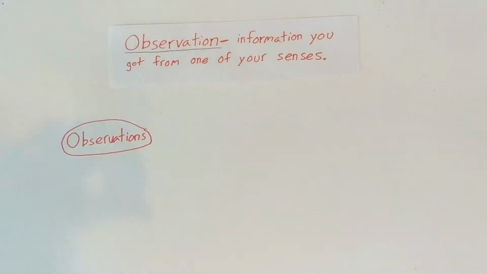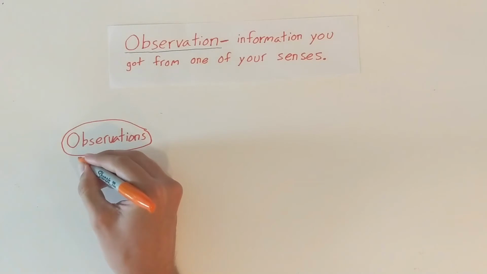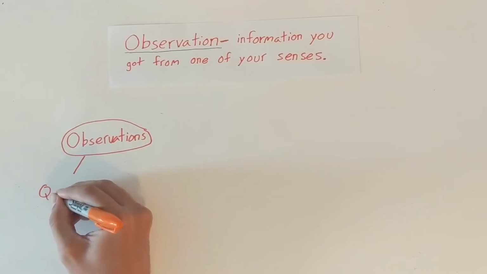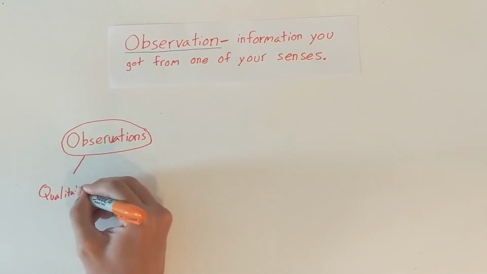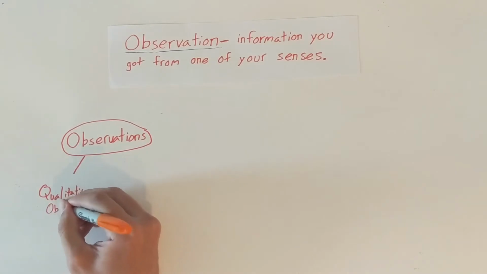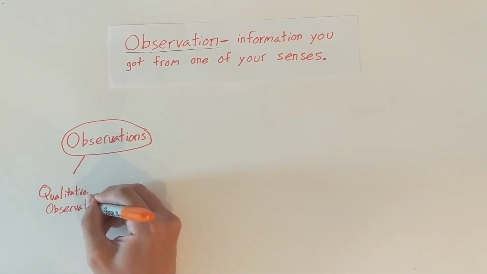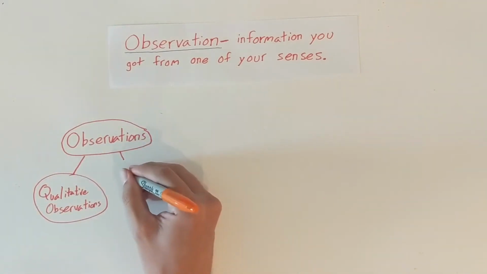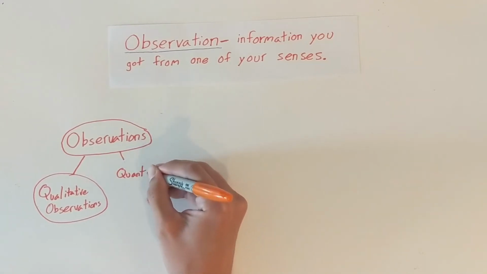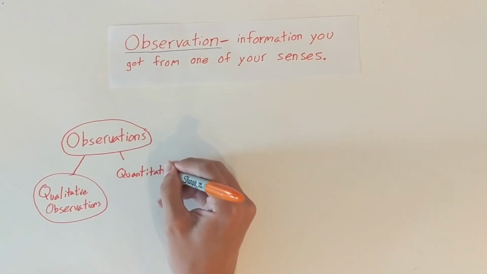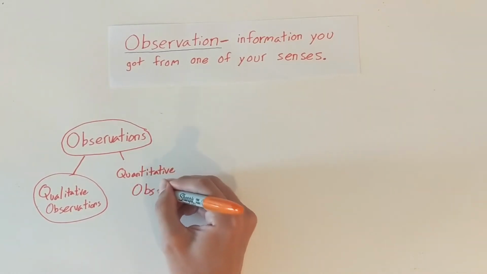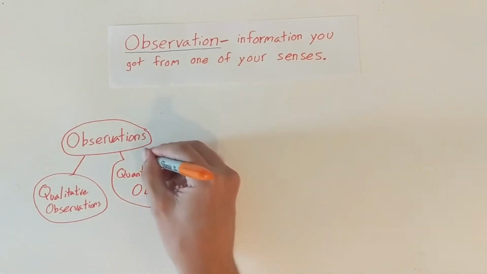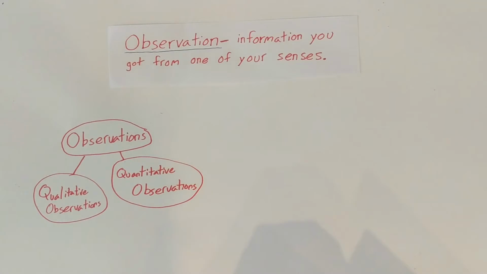And there are two specific types of observation that I want to talk about. We have qualitative observations and we have quantitative observations. And the definition for both of those are right here.